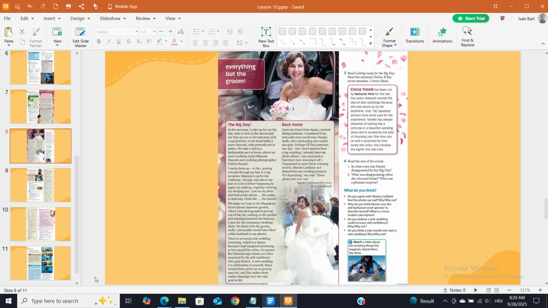6. Read the rest of the article. 1. In what ways was Naomi disappointed by her big day? 2. What was disappointing when she returned home? What was a pleasant surprise?